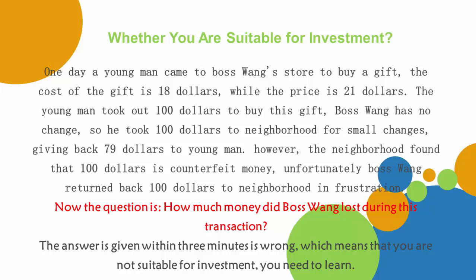Boss Wang has no change, so he took the $100 to the neighborhood for small changes, giving back $79 to the young man. However, the neighborhood found that the $100 is counterfeit money. Unfortunately, Boss Wang returned the $100 to the neighborhood in frustration. Now the question: can you understand the story?